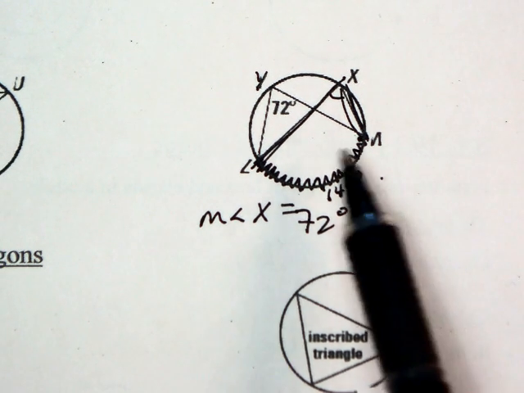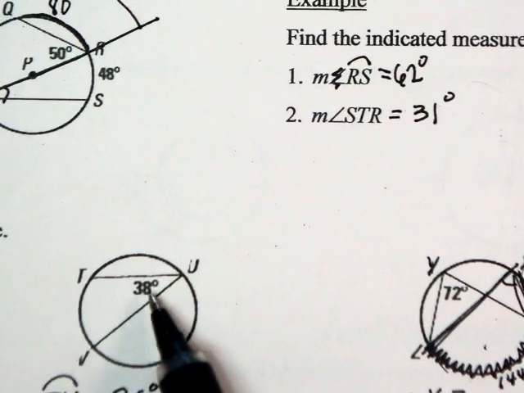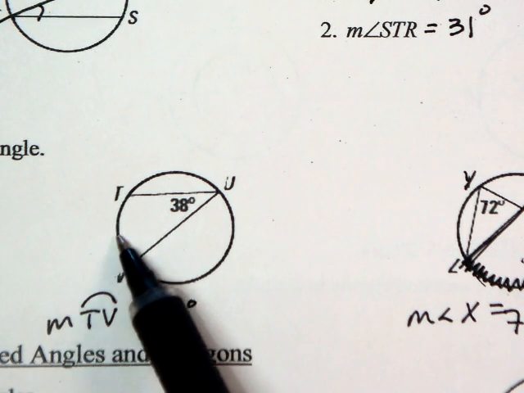So two big things today. If I have two angles that share an arc, they're the same measure. And my inscribed angles are half as big as their arcs.